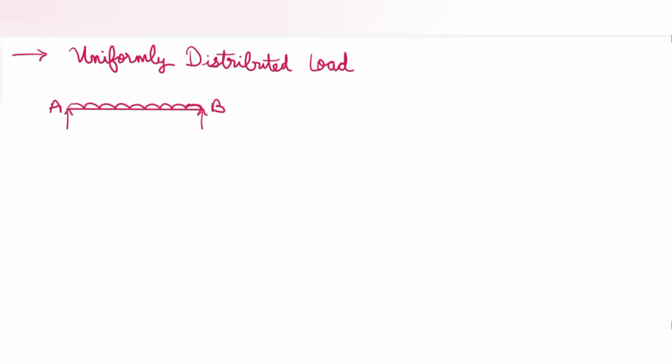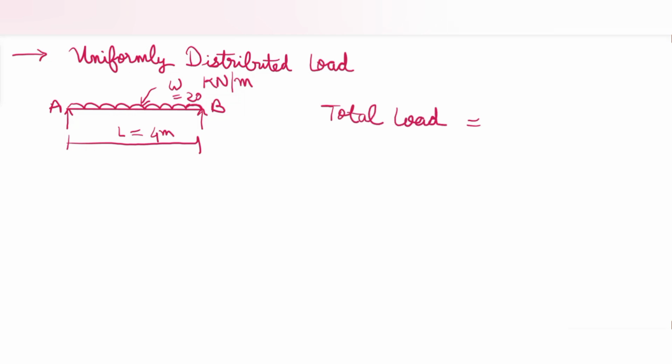A and B, beam is AB, and here this UDL is acting, which is W kilonewton per meter. Uniformly distributed load means that the load will be distributed uniformly on the entire length of the beam. Suppose say the length is 4 meter and W is equal to 20 kilonewton per meter. This means that my total load will be equal to W into L, that is 20 into 4. That is, the total load will be equal to 80 kilonewton.